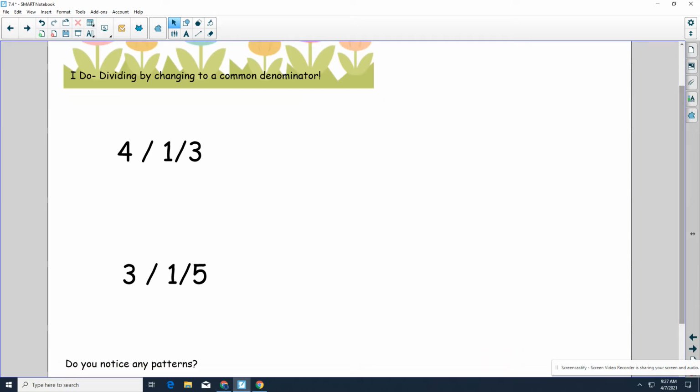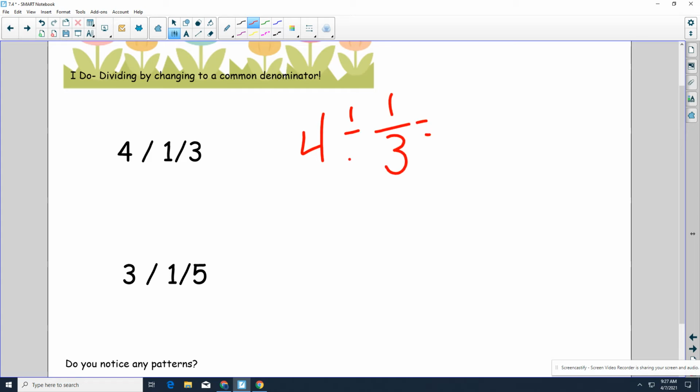Now, we can do division by changing to a common denominator. So I'm going to show you this one. So I'm going to rewrite this because it looks a little confusing over there. It's 4 divided by 1/3. Now, what I could do is go ahead and rewrite 4 as a fraction out of thirds. So I'm going to say 3 times 4 is 12. So I know 12 thirds is equivalent to 4. And then I can divide across.